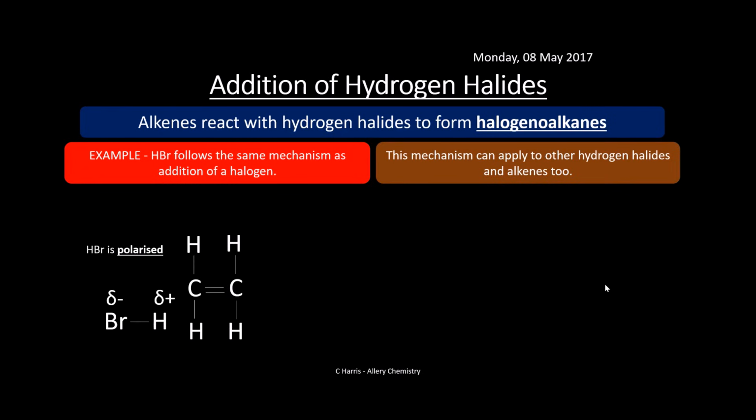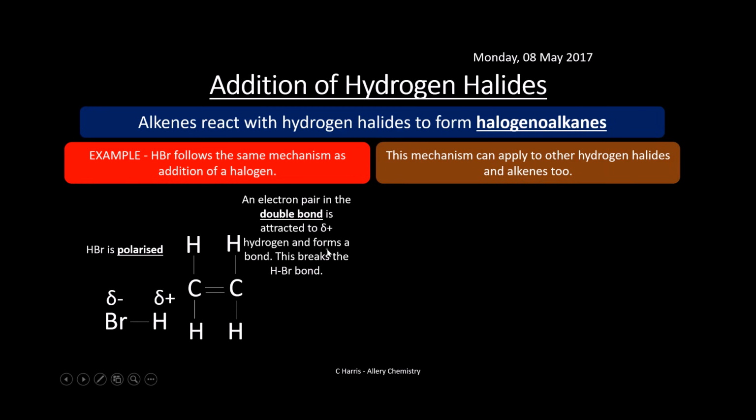So here it is here. Now the difference with this one is that it's polarized. So there's no temporary dipole being created, it's a permanent dipole. You can see you've got delta positive, delta negative. And obviously we've got the electron pair in the double bond, and that's going to go in and attack that delta positive hydrogen, which is then going to break the bromine. You can see it's just the same mechanism as before, okay, just using a different molecule.